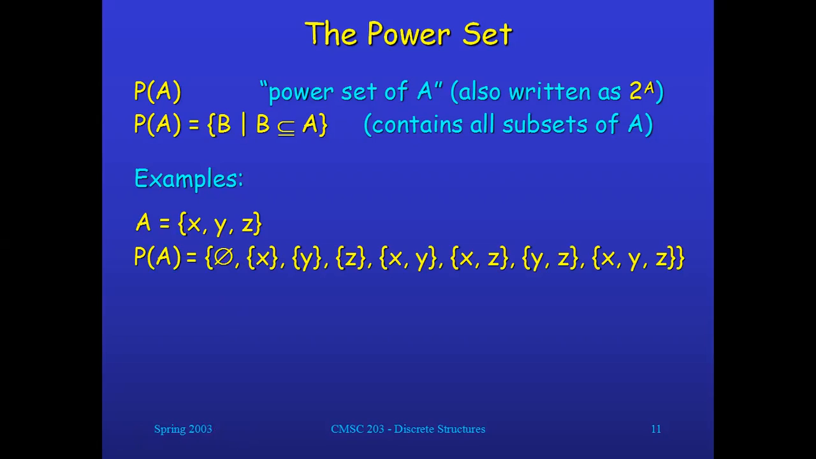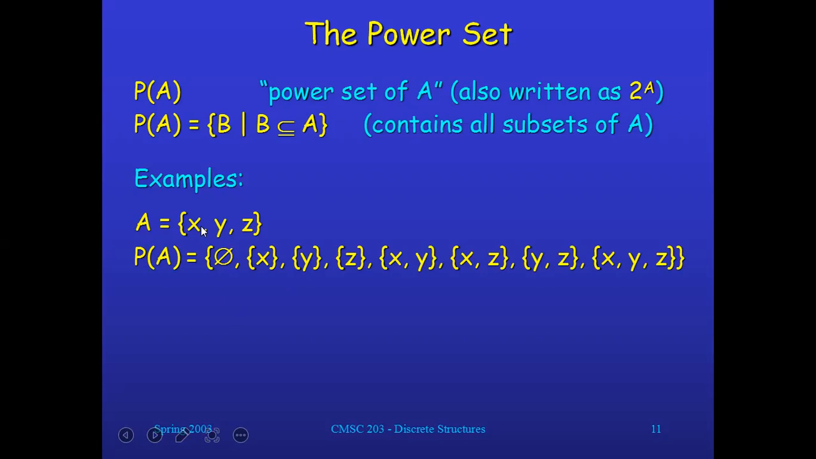The empty set is also a subset of A, and {X} is a subset of A, {Y} is also a subset of A, {Z}, {X, Y}, {X, Z}, {Y, Z}, {X, Y, Z}, all 8 elements here: 1, 2, 3, 4, 5, 6, 7, 8. These 8 elements are the subsets of A. So the set of all these subsets is called the power set of A.